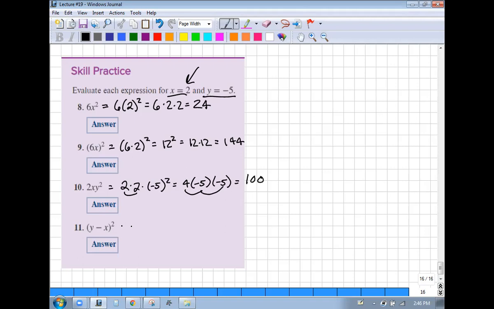So y minus x squared, they told us y is minus 5. Then we have this minus sign. And then they said x is 2. And we have it squared. So minus 5 minus 2 is negative 7 squared. That'll be a minus 7 times a minus 7. A minus times a minus is a positive. 7 times 7 is 49.